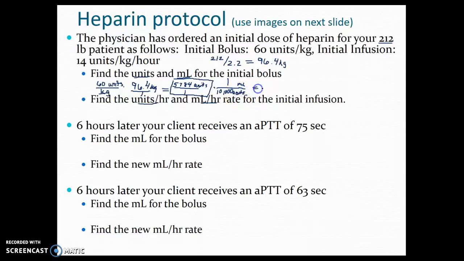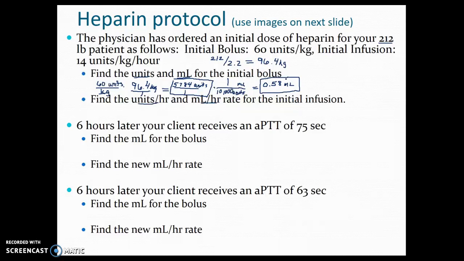Do my math on my calculator. I get 0.5784, and I'm going to round to hundredths. So I end up with 0.58 milliliters for the bolus. So I would pull that into a syringe and give that as an IV push.